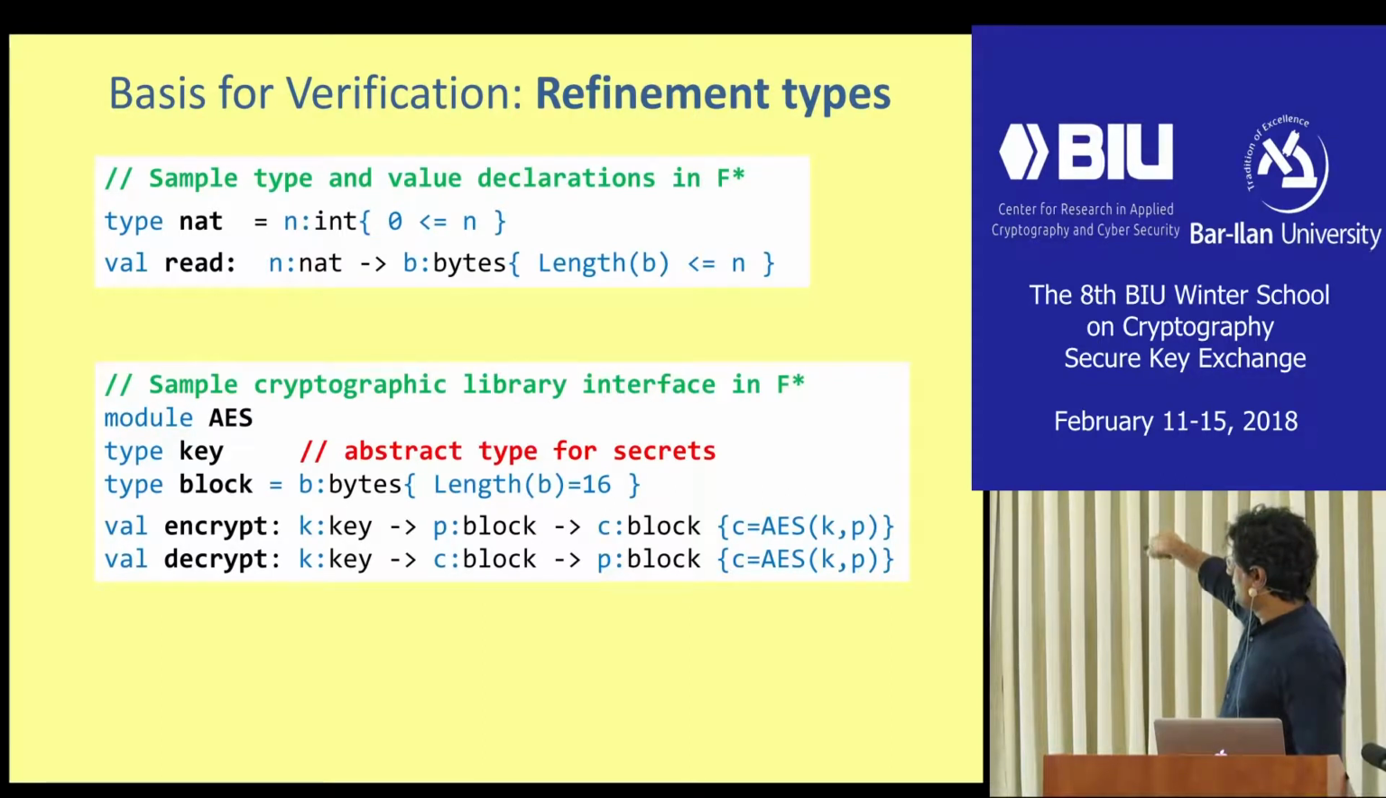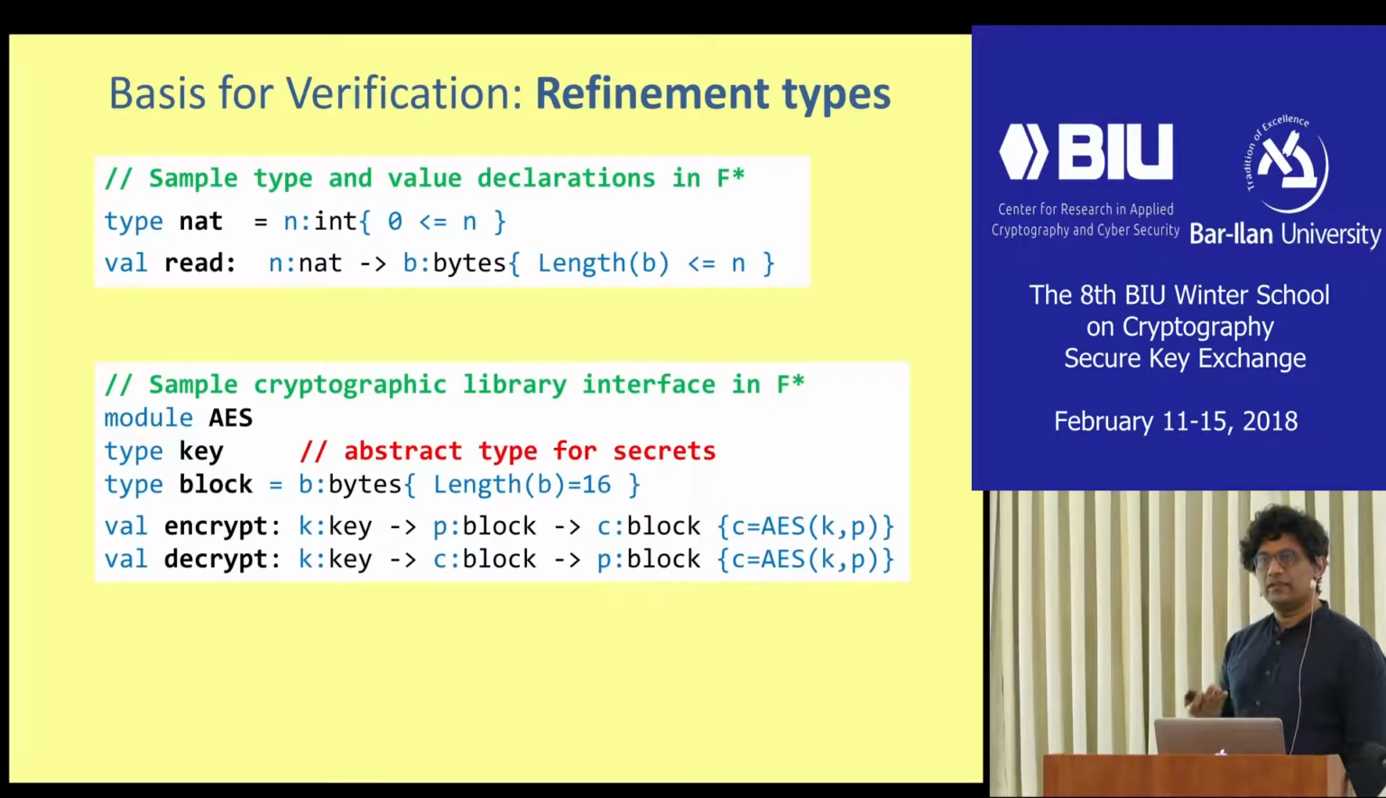So this here is a postcondition on this function. This function has a postcondition that says whatever output it gives me has this property. And there is an invariant on that type, that all things of type nat have to be greater than or equal to 0. Okay? So these are called refinement types.